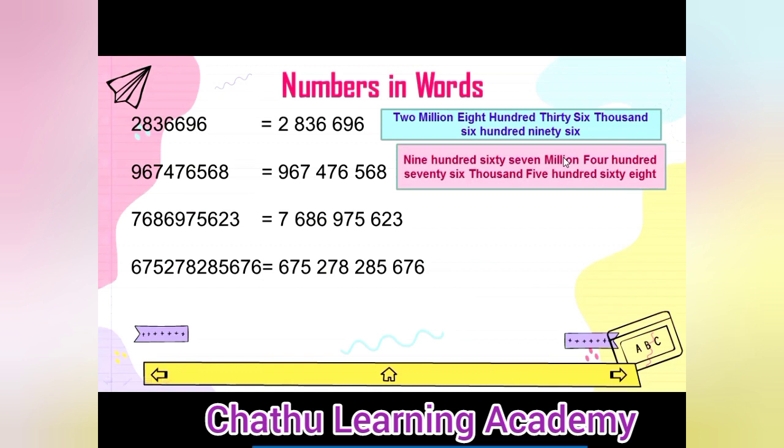967 million because it's in million zone. So we want to write 967 million. Then 476,000 because this 476 is in thousand zone. And 568, we can simply write as 568 because it's in unit zone. No need to mention that zone.